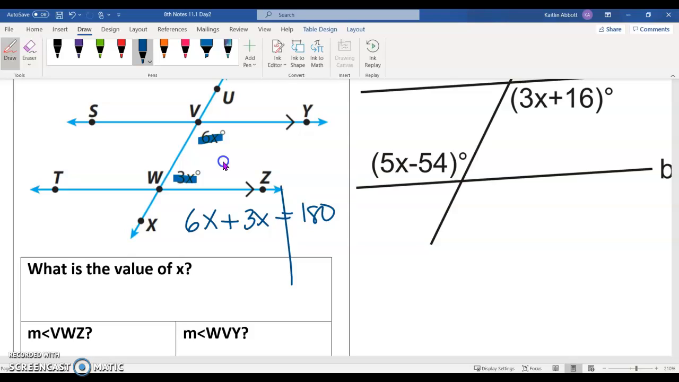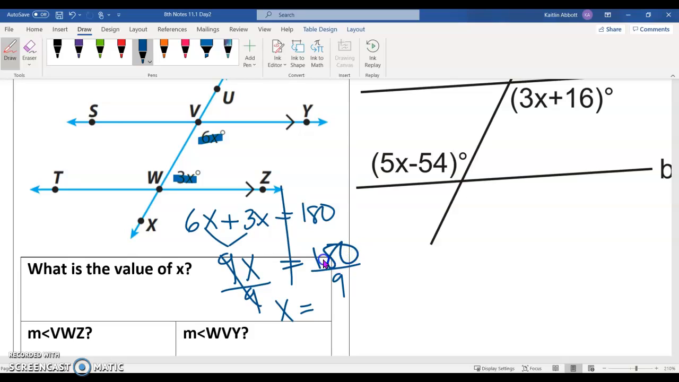We did this last week. What is 6x plus 3x? I can combine those because they have the same variable. 6 plus 3 gets me 9, and I have 9 x's now, equals 180. Now I need to get x all by itself, so I'm going to divide both sides by 9. I am left with x on this side. x equals 180 divided by 9.